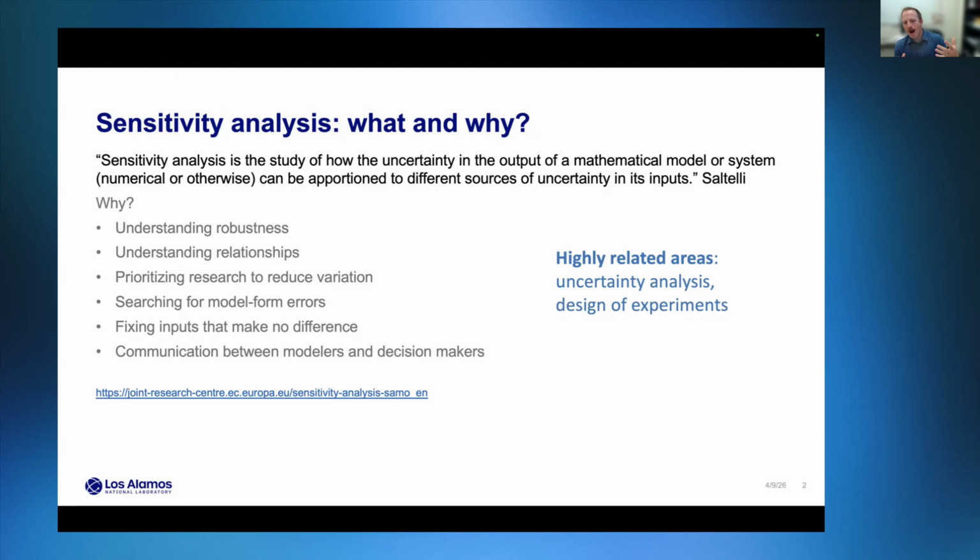The other reason why we would do this: understanding relationships between inputs and outputs, as well as searching for model form errors and communicating with decision makers. Those are all related to interpretability in my mind. And sensitivity analysis can be used as a tool for understanding, interpreting, or explaining what's happening in our models. So if we can understand what the effect of one of the variables is, or a collection of variables, that can help us.